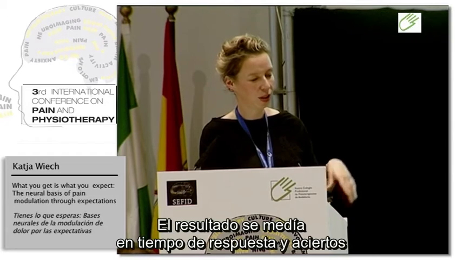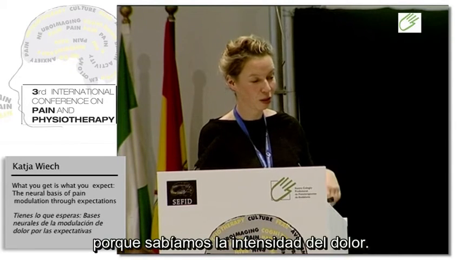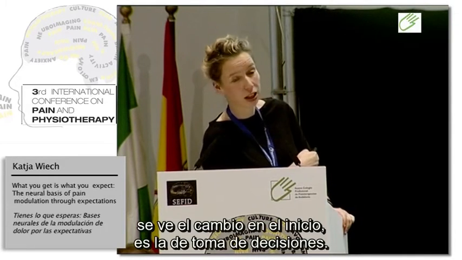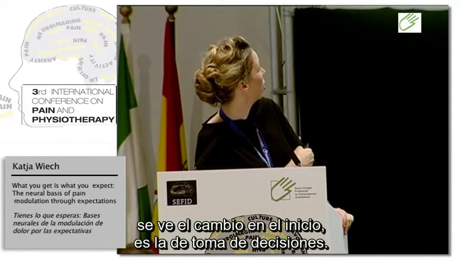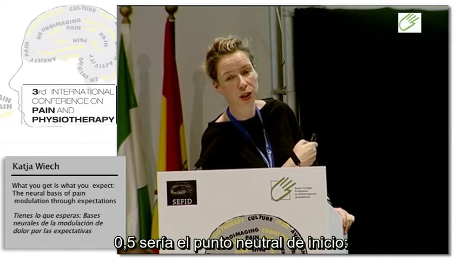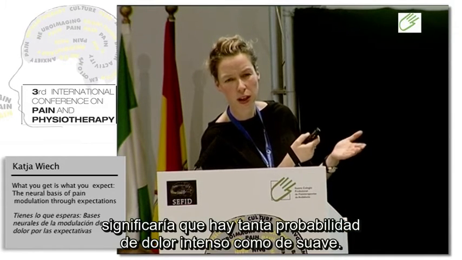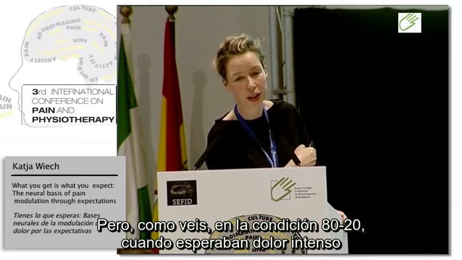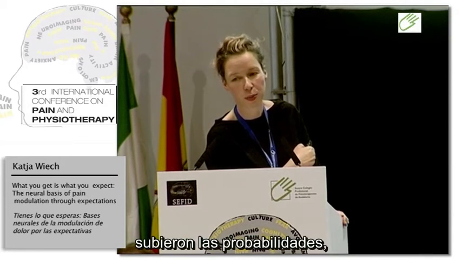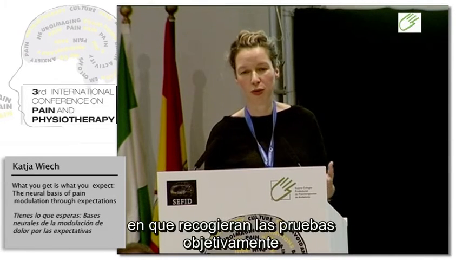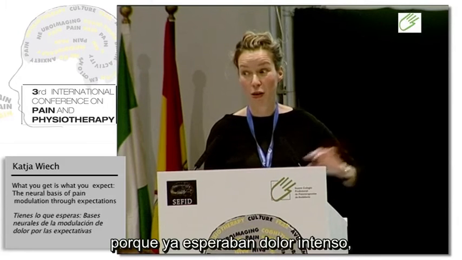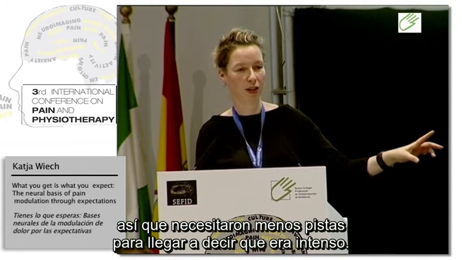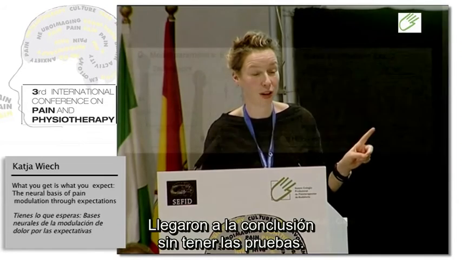Outcome measures were response times and decision accuracies because we knew what we applied, high pain or low pain. And this is what you get. This is the first experiment, and you can see the starting point, change in starting point. So that is the decision-making bias, and 0.5 would be the neutral starting point. That would mean, I think both outcomes are equally likely, high pain or low pain. But what you can see here is in the 80-20 condition, so when they expected high pain, they do indeed shift their prior up. They don't start at a neutral point where they really, in an objective way, collect the evidence, but they're already expecting high pain, so they need less evidence to wiggle up to that line where they would say, that is high pain. So they would jump to that conclusion without actually having the evidence.